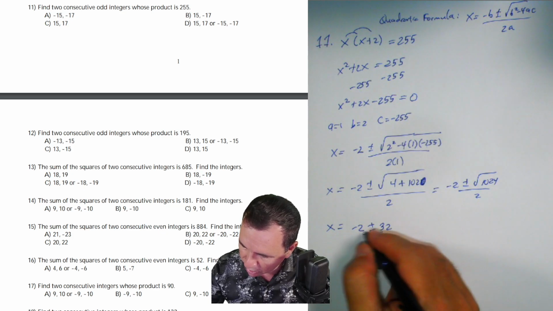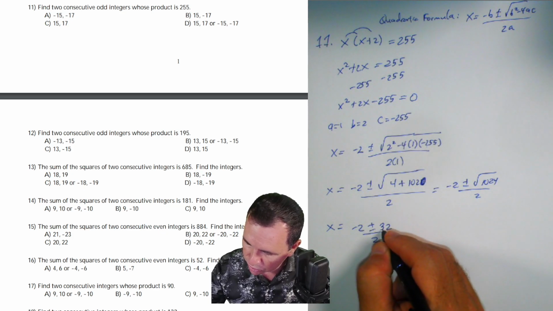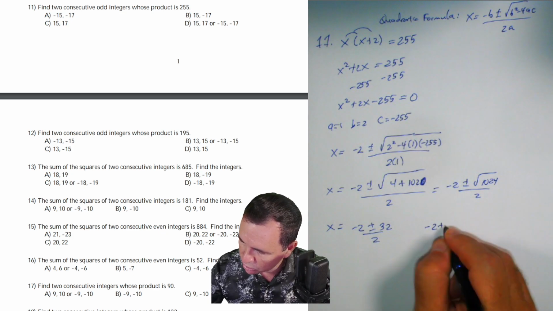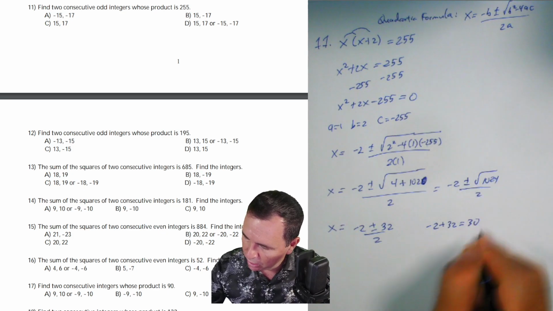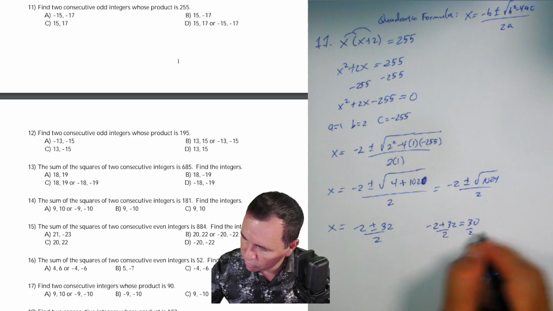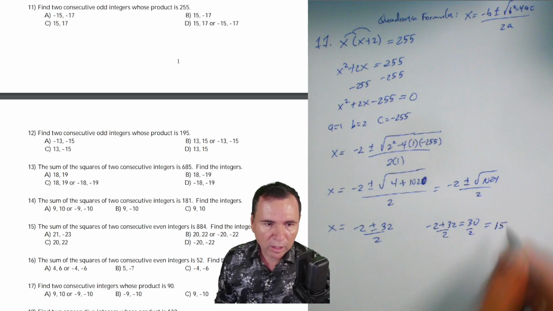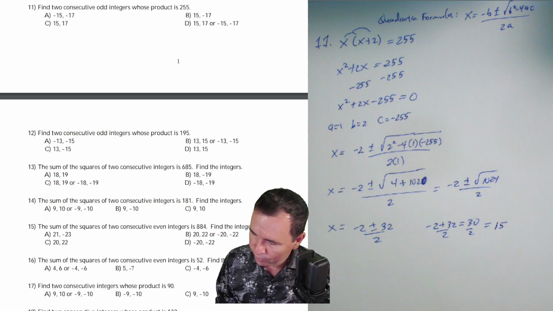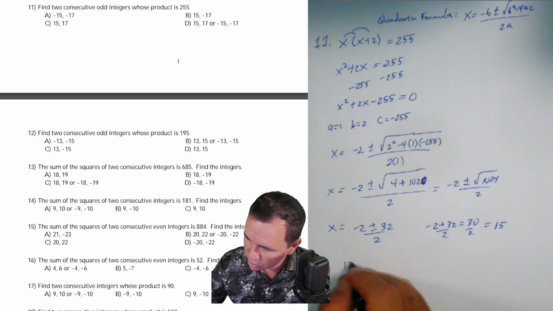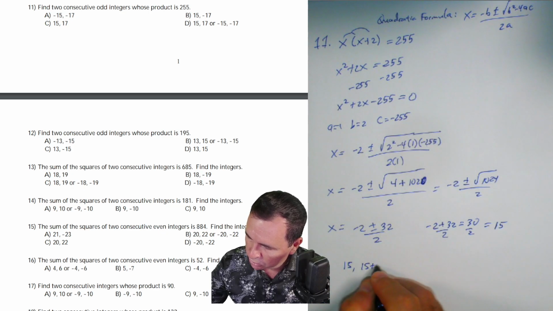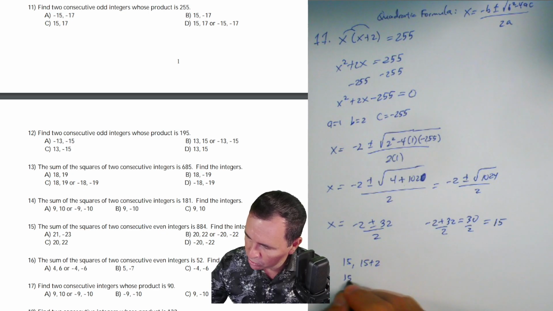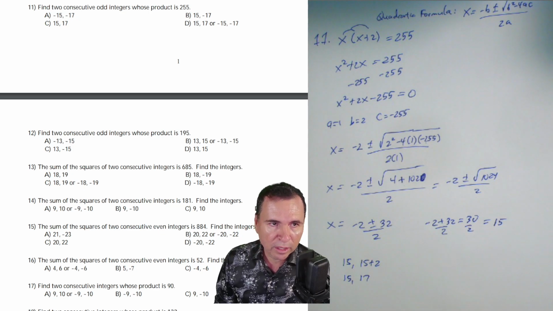So now we got to do two things. We got to add 32. So negative 2 plus 32 gives me 30. And 30 divided by 2 is 15. So 15 should be one of the answers. And to get the next one, I would do 15 plus 2. And 15 plus 2 is 17. So that's one of the sets.